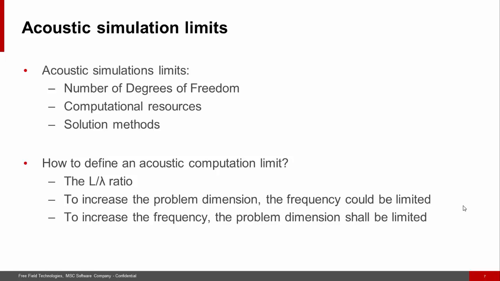In the end, the maximum number of degrees of freedom will limit the L over lambda ratio, and we might face the situation where, to increase the domain of analysis, we need to increase the wavelengths, or, in other words, to increase the domain size, we need to decrease the frequency of analysis, or vice versa. To increase the frequency, we have to reduce the domain size.